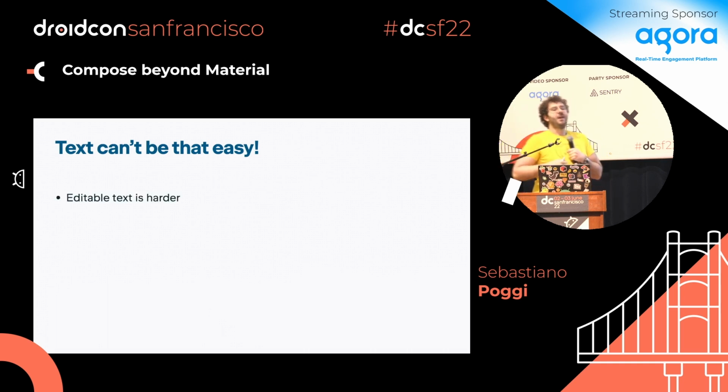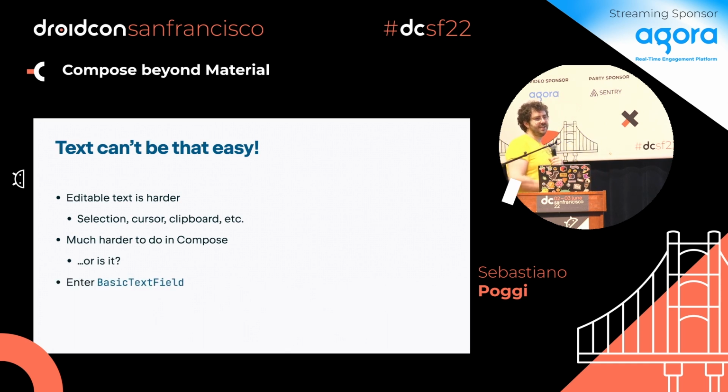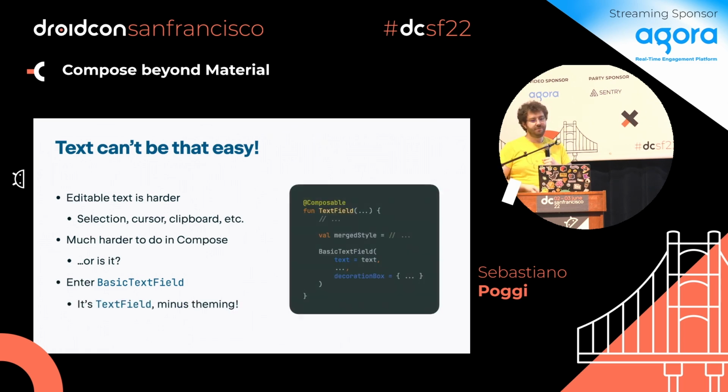Let's look at something harder, editable text. It's more difficult, because it's not just static stuff. You also need to care about selection. You need to look at the cursor position. You need to care about copy-pasting and a number of other things that are more difficult. And it is, in fact, much harder to do in Compose. No, it's not. It's the same thing. It is exactly the same thing. You get a basic text field, which does 98% of the work for you, and you just need to do the theming stuff. And it would look like this.